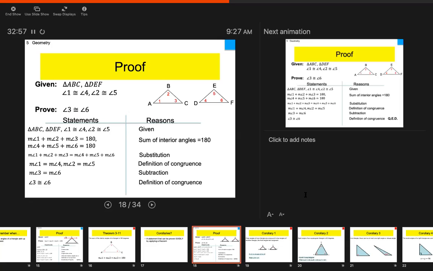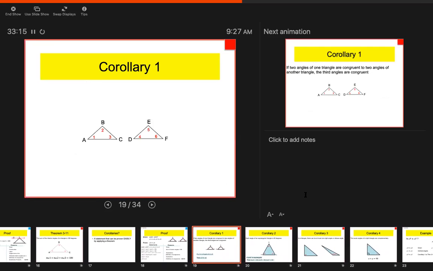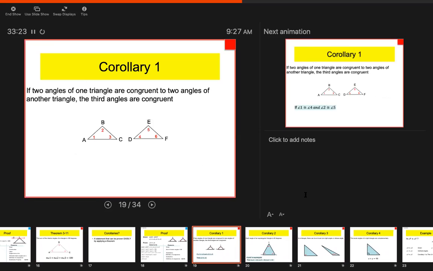Definition of congruence. If the measurements are equal, that means they're congruent. So all we proved is that if 2 angles of one triangle are congruent to 2 angles of another, what can you say about the last angles? They must be congruent. This is corollary 1 to theorem 3:11. All corollaries are going to be named corollary 1, corollary 2, corollary 3, or corollary 4. So this is corollary 1 to theorem 3:11.